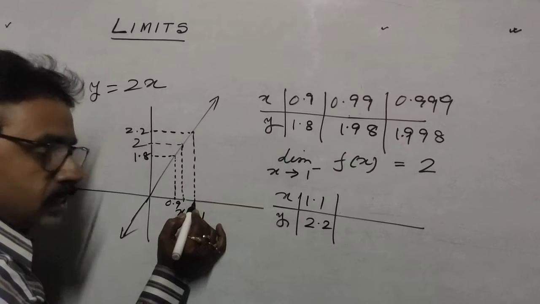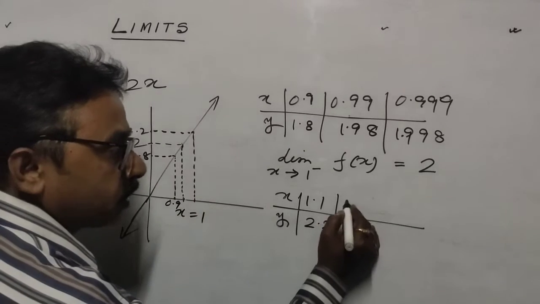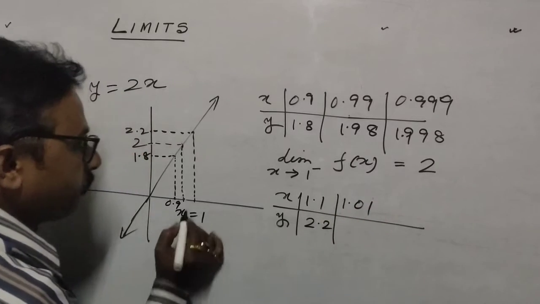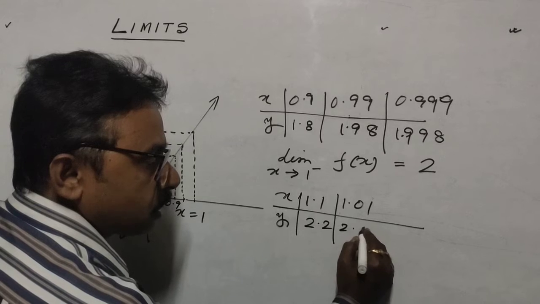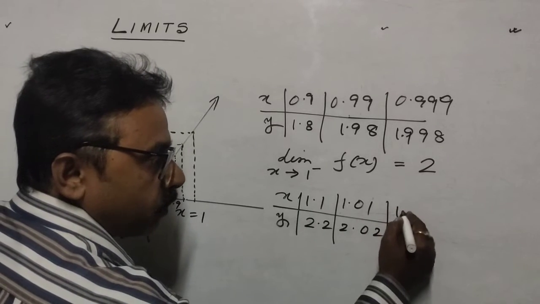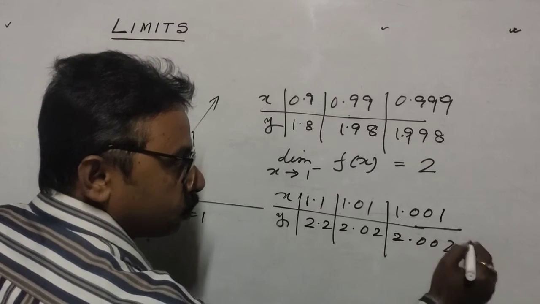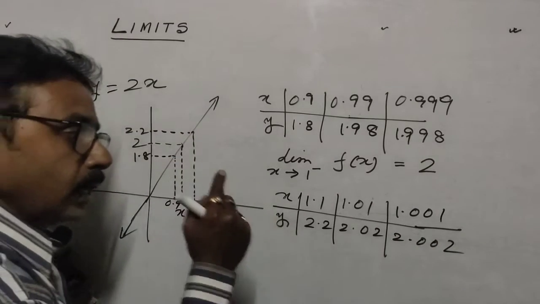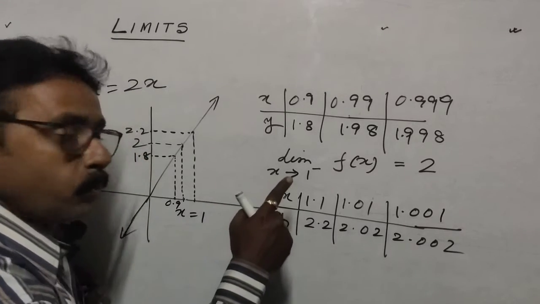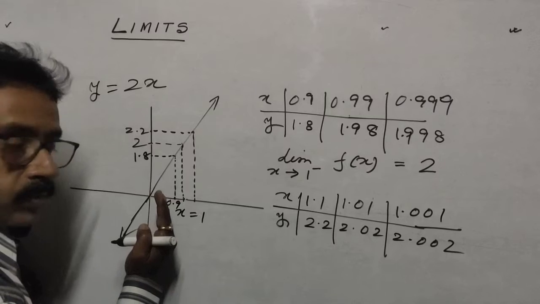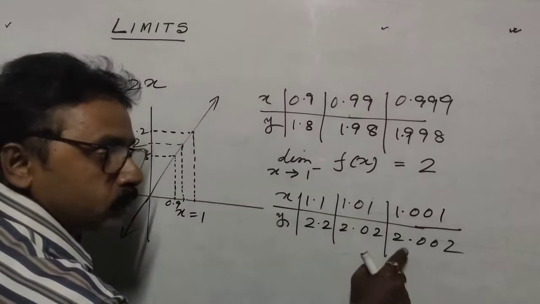Now if I take this variable x, which is very close to 1, say 1.01, it is very close to 1, and then what it comes, it is coming 2.02, and for 1.001, it is coming 2.002. That means here also it is clear that if x moves towards the point 1 from the right hand side, then y also is moving towards the particular point 2.